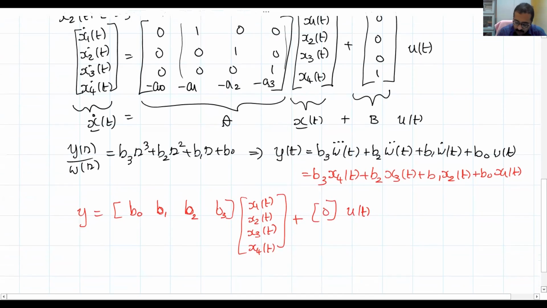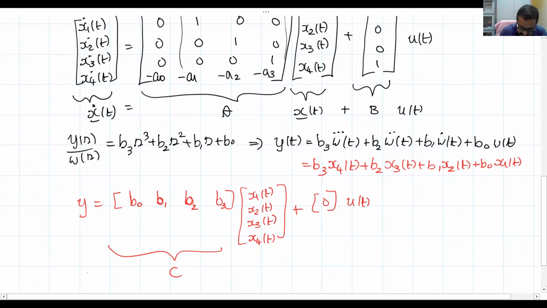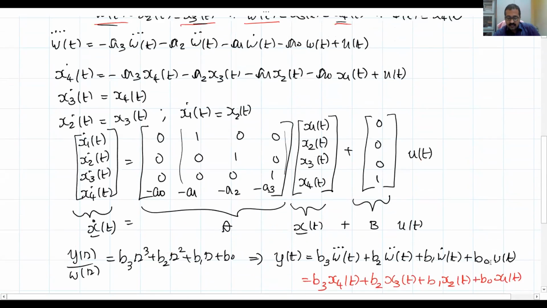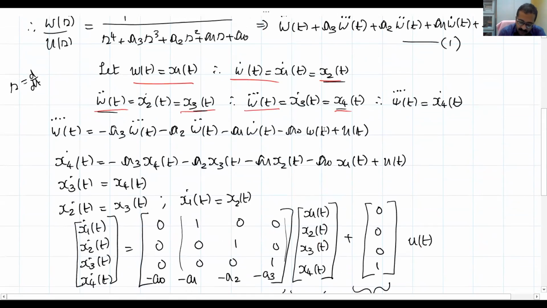So now this is of the form y equals Cx plus D, where D is a 0 matrix and u of t is the control signal. So this is what is called the phase variable form or canonical form. Now you see the state variable equations here: x1 dot equal to x2, x2 dot equal to x3, and x3 dot equal to x4. Let us try to draw the signal flow graph for this.